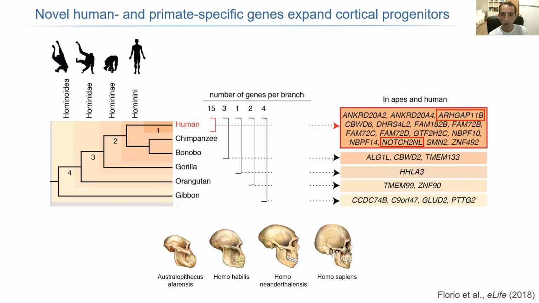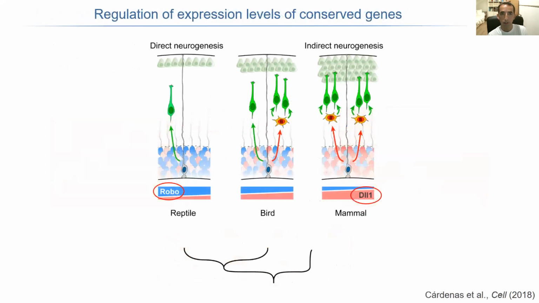Now, evolution and expansion of the cortex involve not only the occurrence of new genes, but also changes in the regulation of expression of conserved genes that were already existing in previous species. And this is something that we identified a couple of years ago. That's the case, for example, for the expression of Robo and Delta-1. These are two genes that are highly conserved across phylogeny, but the expression level of these genes in the developing embryonic cortex is very different between species.